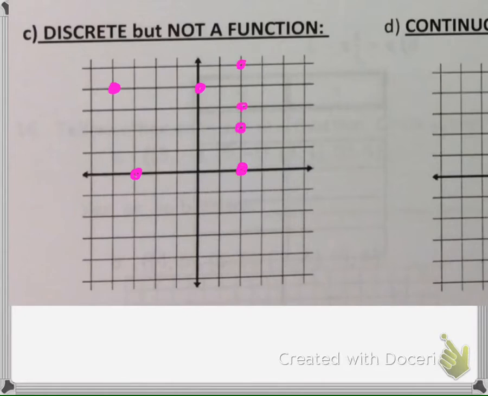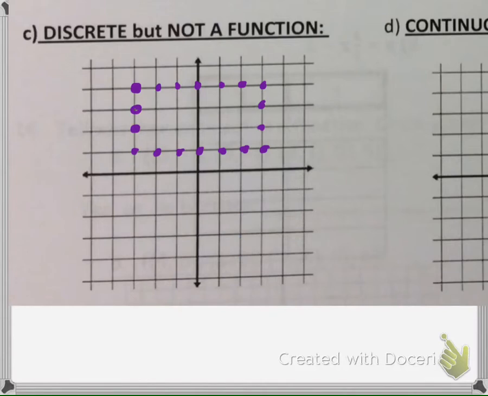Okay, that's another example. That is discrete and it's not a function. Even though when I draw a vertical line here it only touches once, I can see a spot here where if I draw a vertical line, it has 1, 2, 3, 4 different y values. So this is not a function because when x is 2, it has multiple y values.